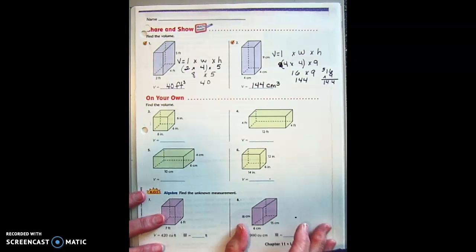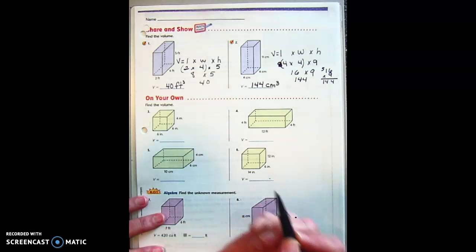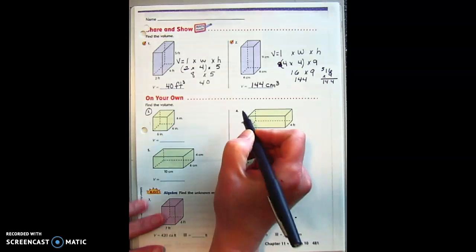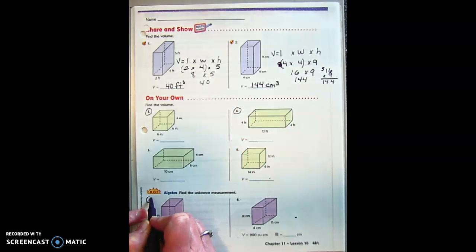Okay, I'm going to go ahead and have you do 3 and 4. And let's do 7. So I'm going to go ahead and pause your recording and do number 3. Then we'll come back and check it.